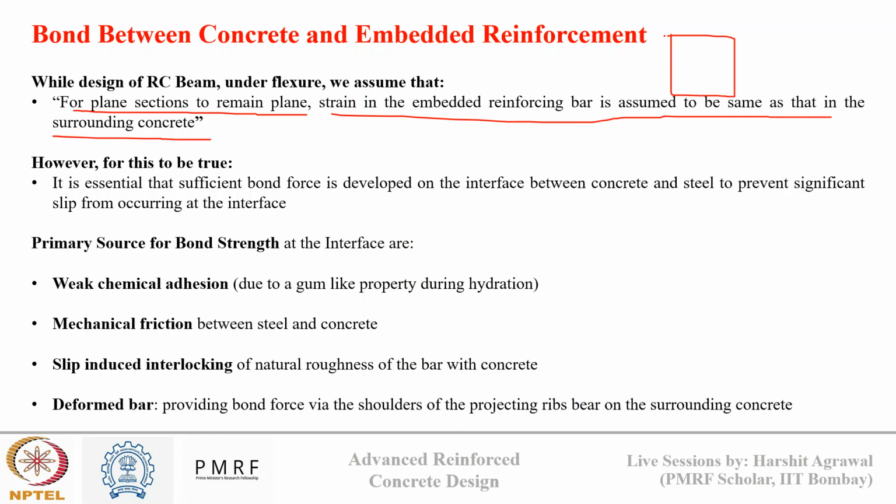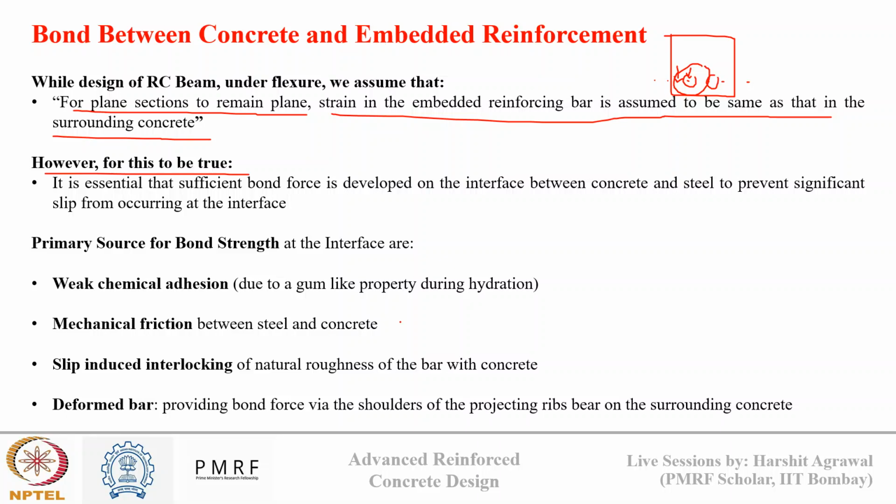So suppose this is my concrete, and these are my reinforcement. At this level, whatever strain is there in the concrete is the same as the strain in the steel that we assume. However, for this to be true, it is essential that the bond between the steel and the concrete is sufficient so that the strain transfer is uniform.